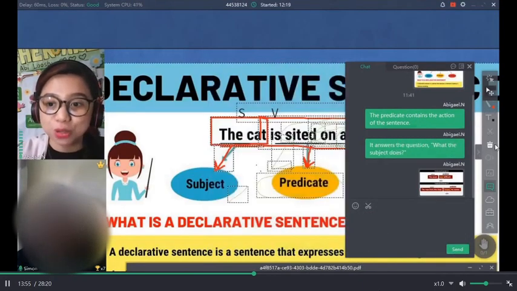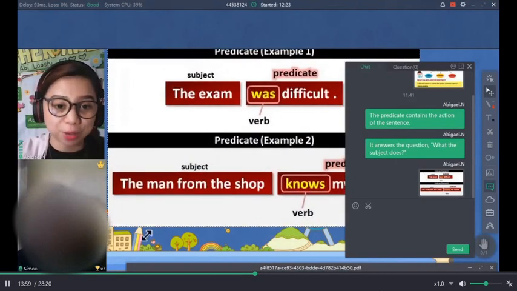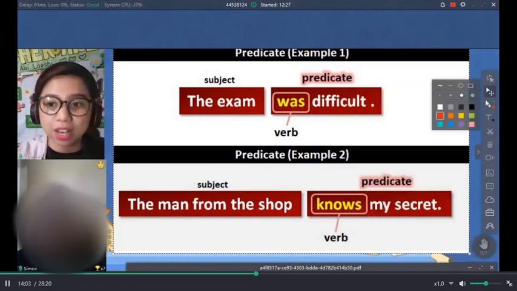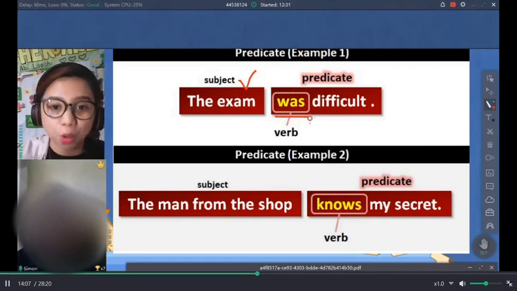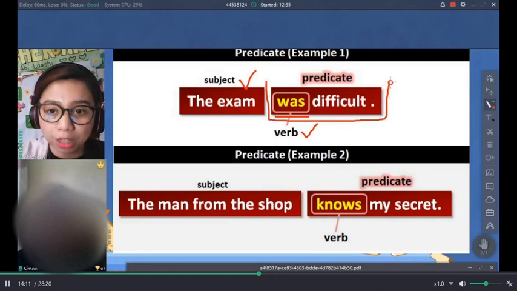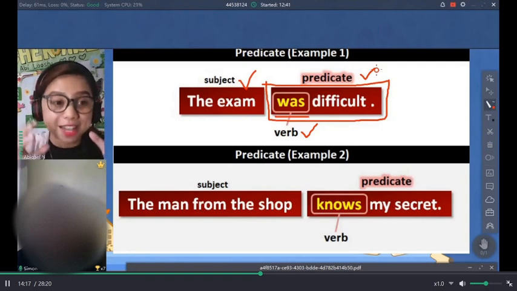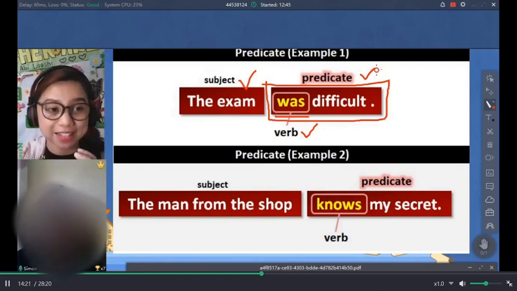Okay, to show you how predicate works, look at these two examples. So of course we have the subject, you know that. "Was" is the verb, but the whole part of this sentence is called predicate. As I told you, predicate contains the verb, contains the action of the sentence.